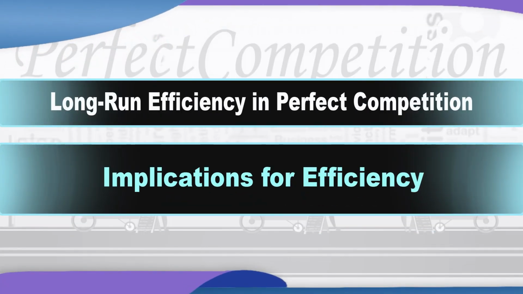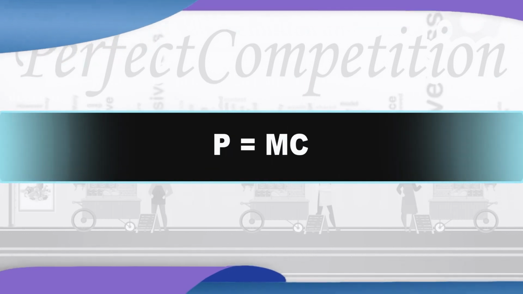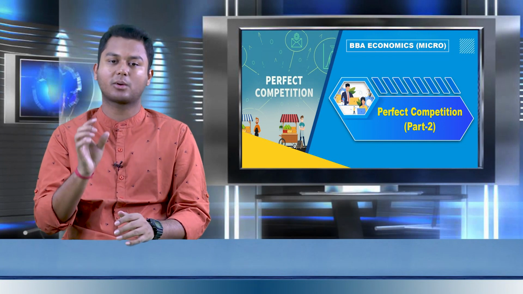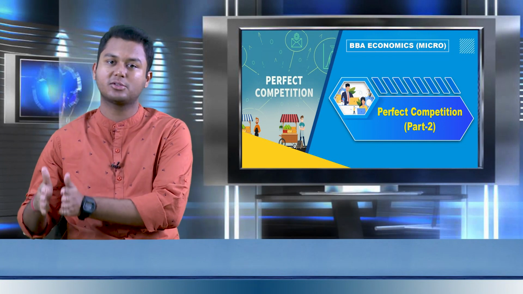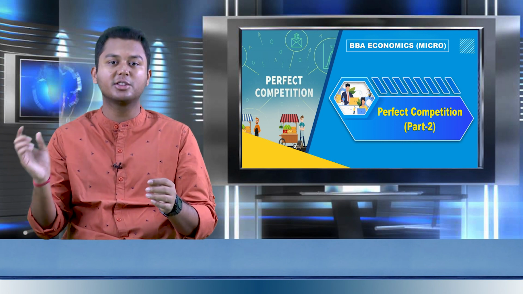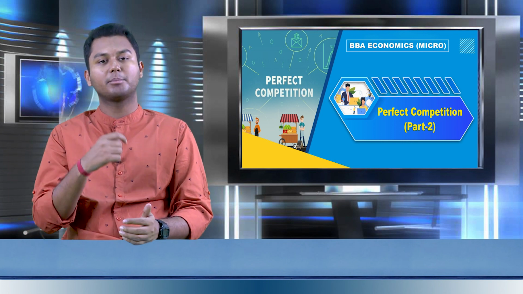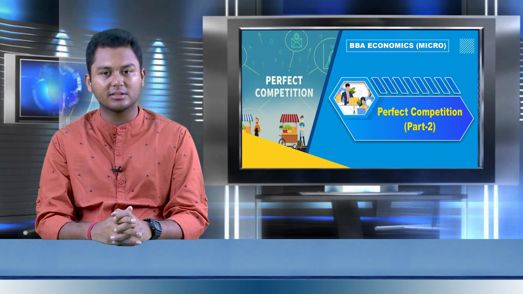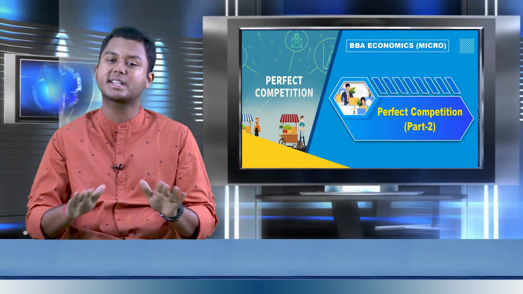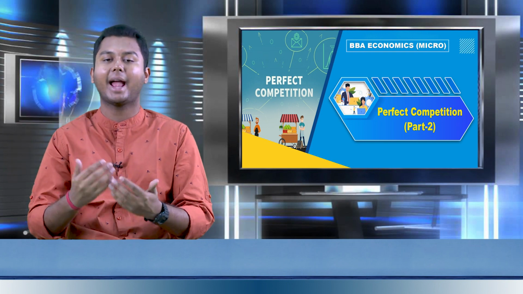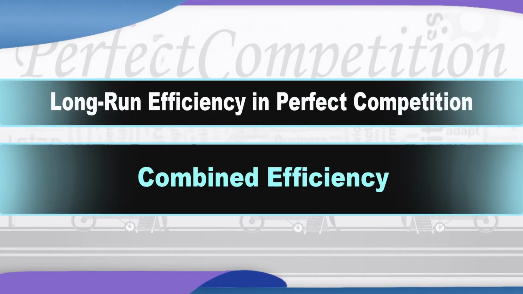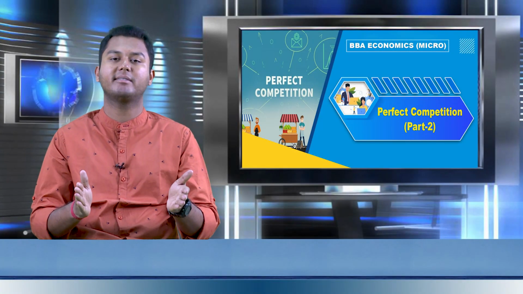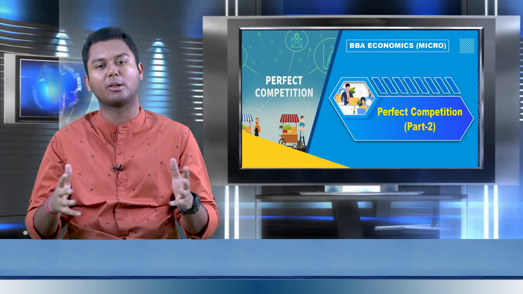If we look at the implications of efficiency overall, allocative efficiency says that since price is equal to marginal cost, the market produces the quantity of goods that maximizes society's welfare, reflecting consumers' preferences. Whereas productive efficiency says that since firms produce at the minimum point of their average cost curves, resources are used in the most cost effective manner, maximizing output and minimizing costs. If we talk about combined efficiency, then in perfect competition both allocative and productive efficiency are achieved simultaneously in the long run.